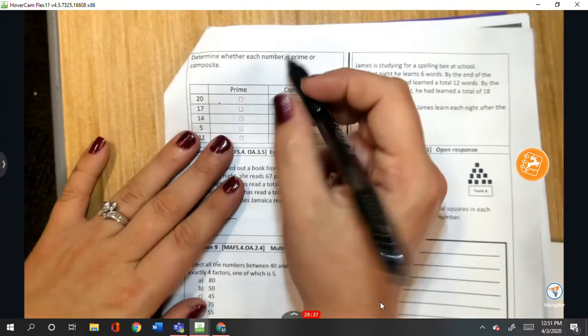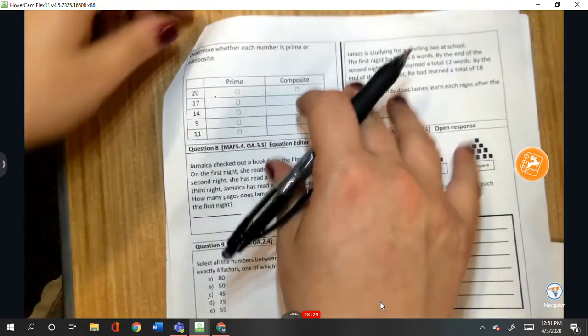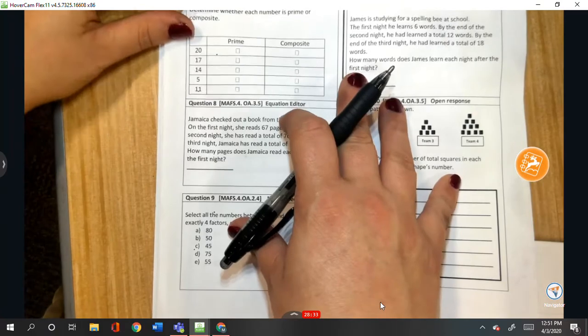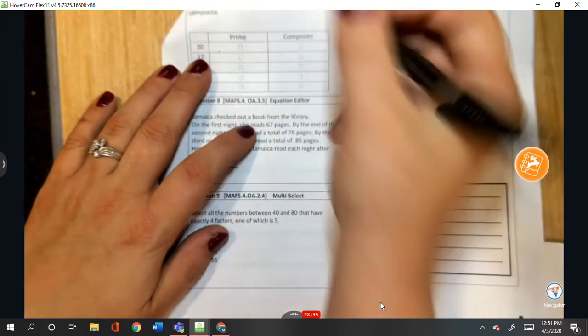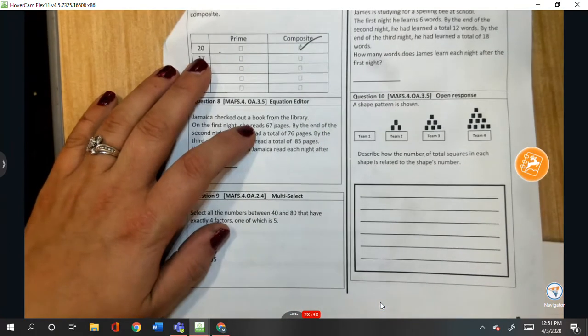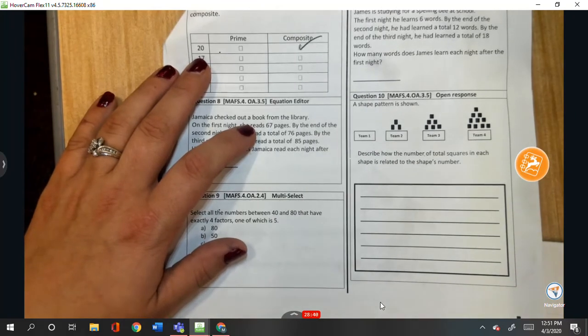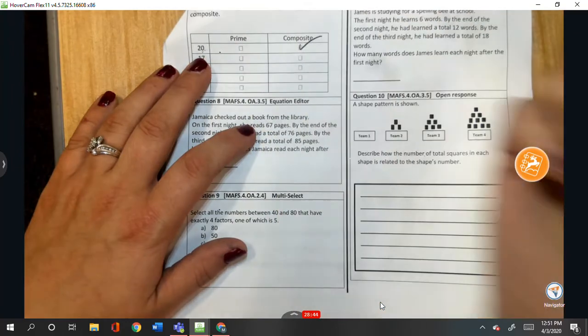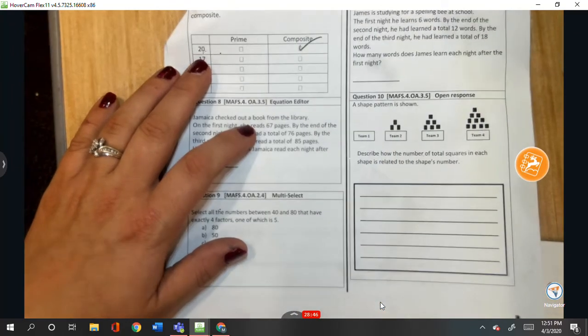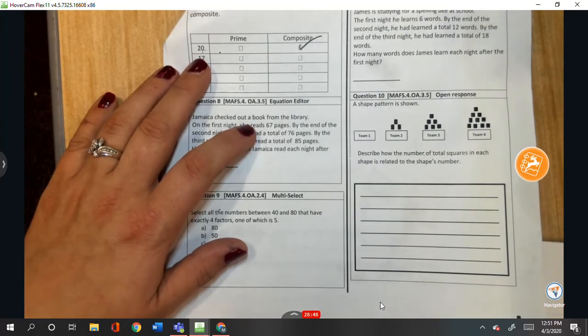Alright, determine whether they're prime or composite. Remember, a prime number only has one factor pair, and a composite number has more than one. We know 20 is composite because, first off, it is even, and the only even number that is prime is 2. But we also know that 20 has like 4 factor pairs: 1 times 20, 2 times 10, 4 times 5.